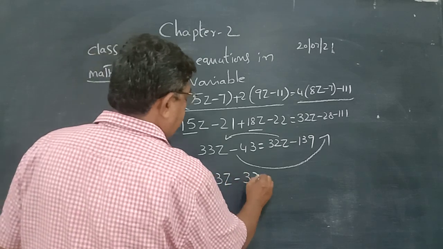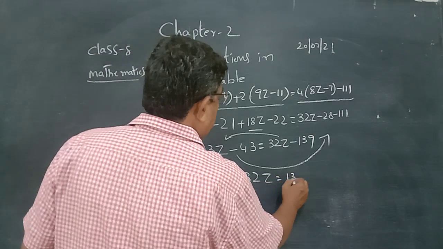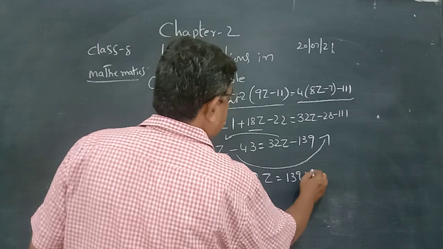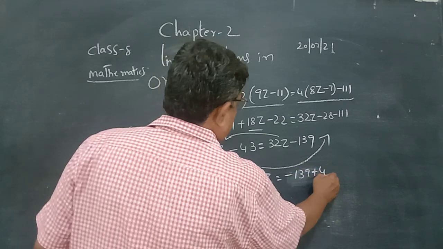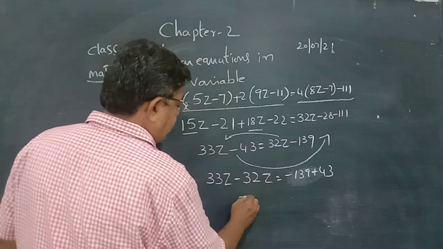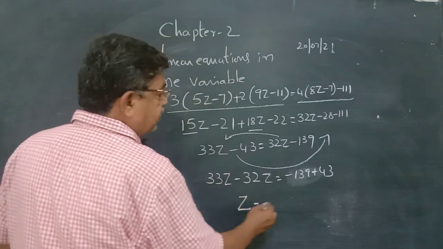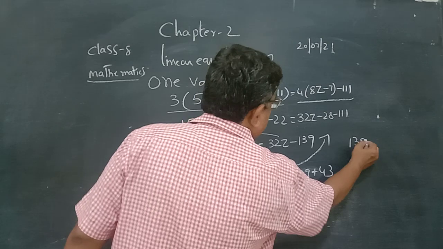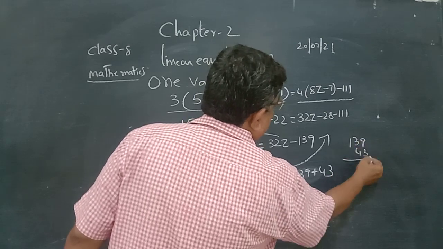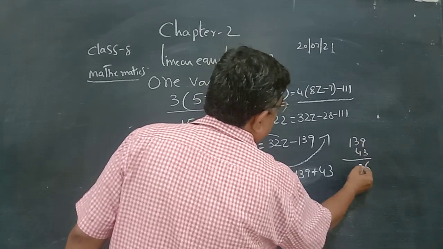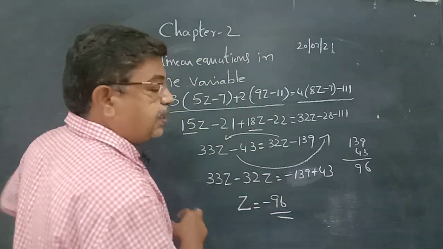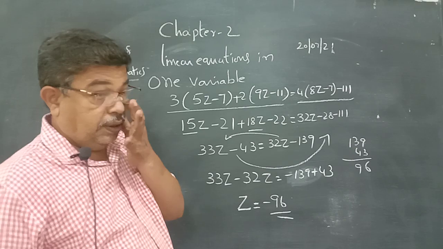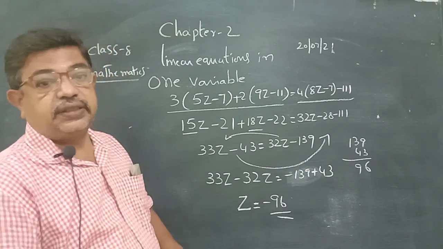33z minus 32z is equal to minus 139 plus 43. 33 minus 32, it is 1z, or simply you write it as z. In the rough column, from 139, you subtract 43. 9 minus 3, it is 6. 13 minus 4, it is 9. So the answer is minus 96, because the sign of 139 is minus. So you got minus 96.